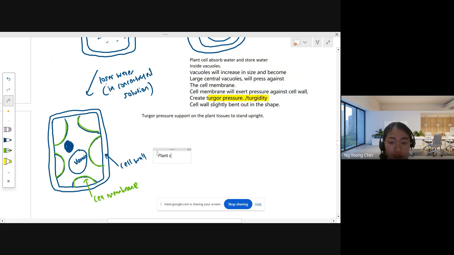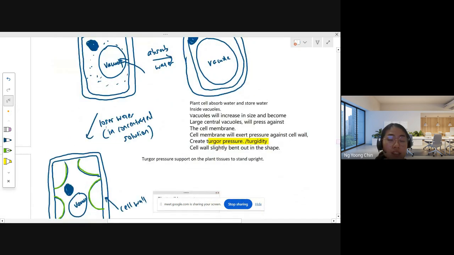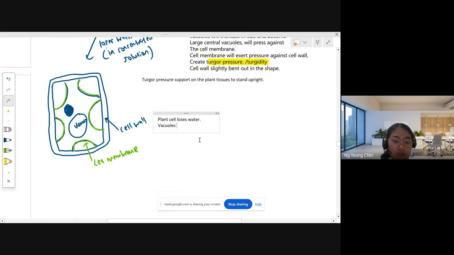Plant cell loses water. Right. So vacuole, compared with the original size, has significantly reduced in size. From such a big size it becomes a very, very small size. Okay, they reduce in size. Vacuole shrinks and reduces in size.